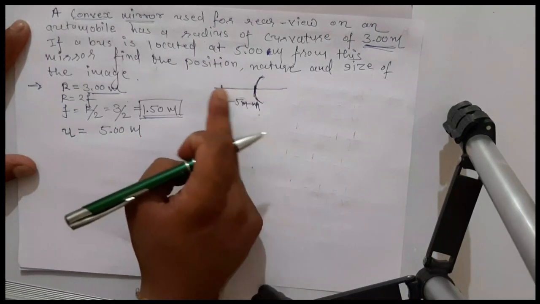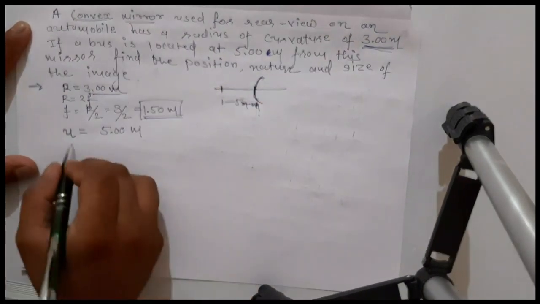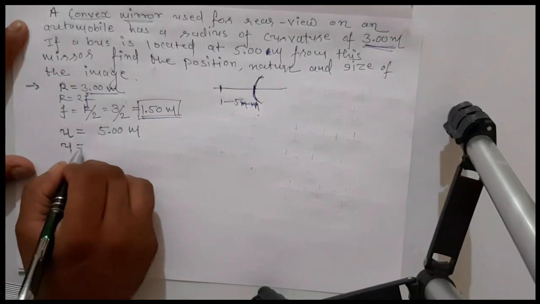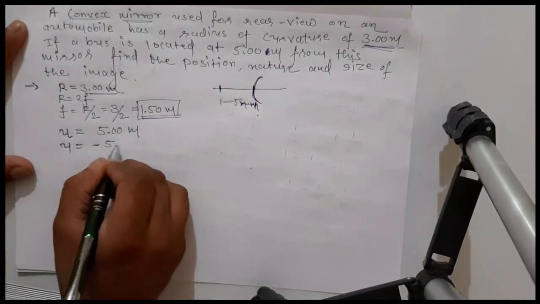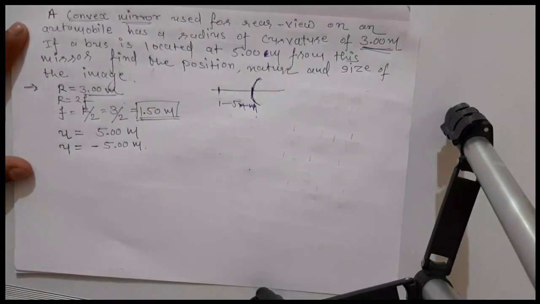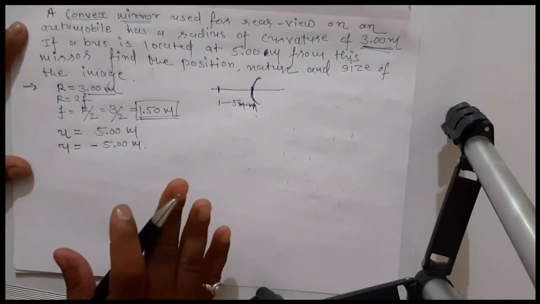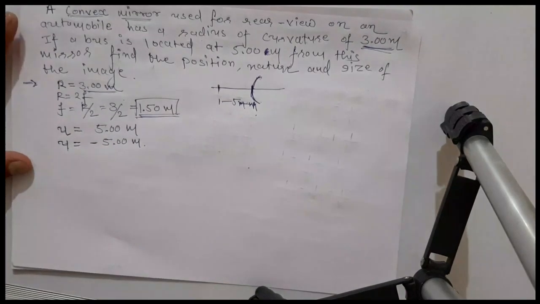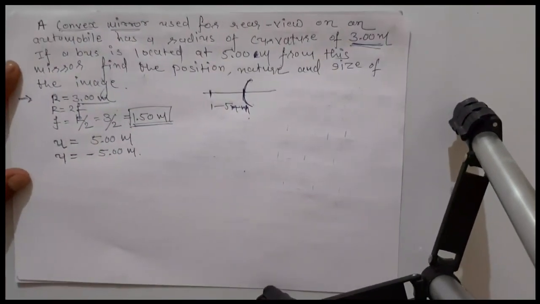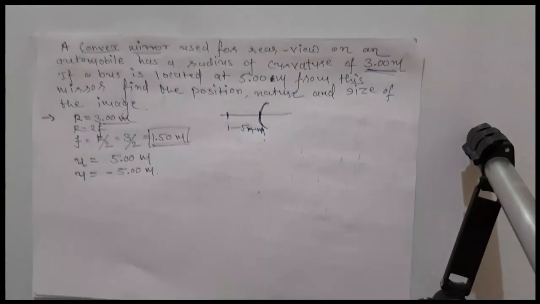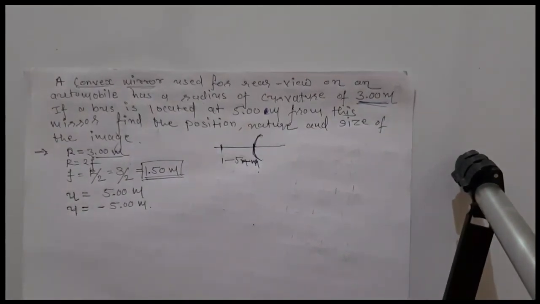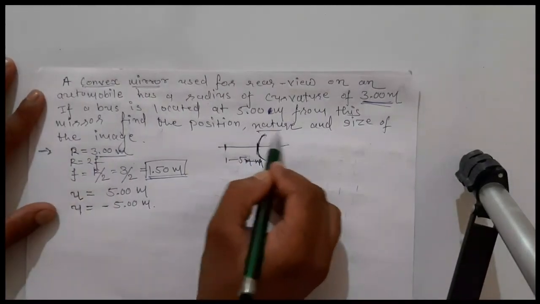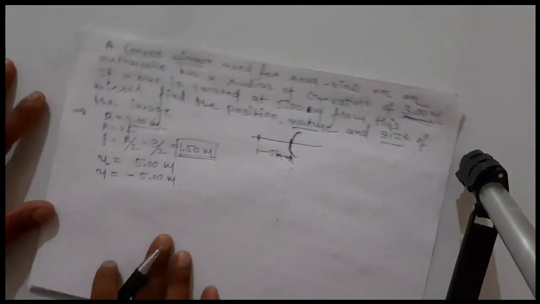But as you can see that it is on the left side. Okay, so according to sign convention, it will be -5 meter. Whenever we are calculating a sum, sign convention is very necessary. From this we have to find out the position. Position means we have to find out the image distance, right? Means we have to find out the v. The other thing which we have to find is nature and size. Nature and size we can find out with the help of magnification only.